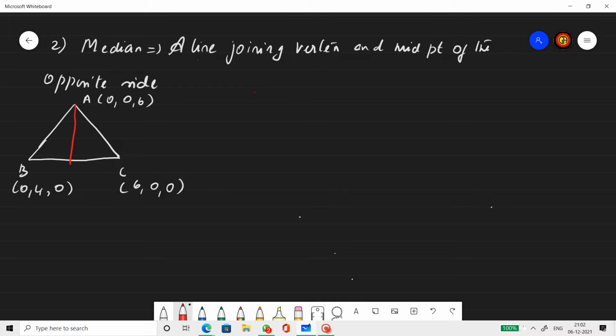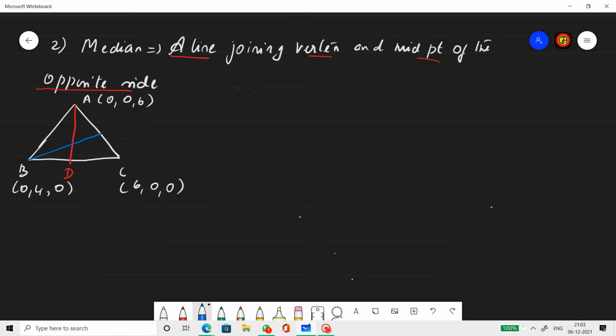So the next question is finding the length of the medians of the triangle. A triangle is given with the vertices ABC. Let's draw the median. What is the median? A line joining a vertex and the midpoint of the opposite side. So D is taken as the midpoint of BC and AD is the median.